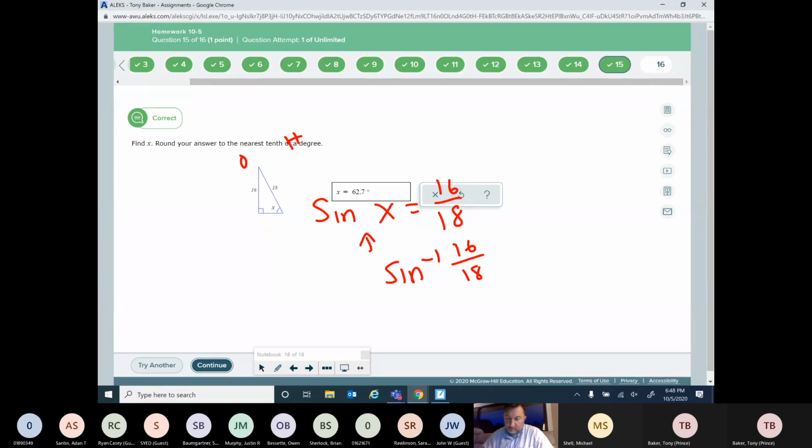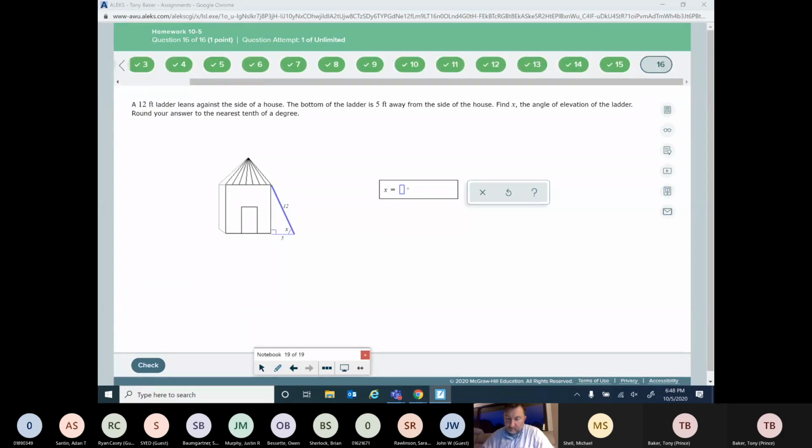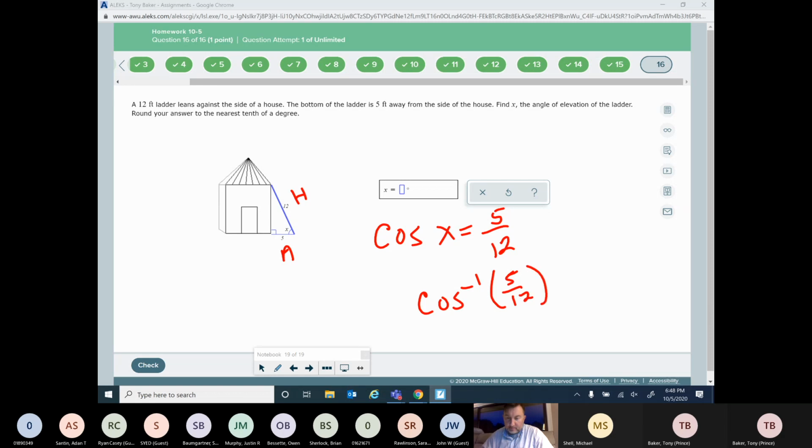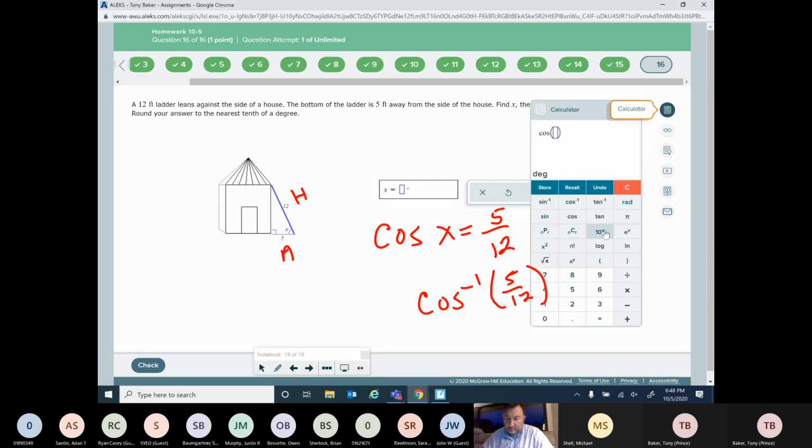And the last topic is the exact same thing. It's just with a word problem. So you'll see a couple, it's looking for angle of elevation or depression. Same thing, you're just looking for the angle. So this one is adjacent and hypotenuse. So I'm doing cosine of x equals 5 over 12. So it's cosine -1 of 5/12. So you get 63.4.